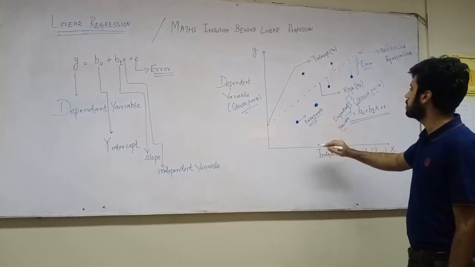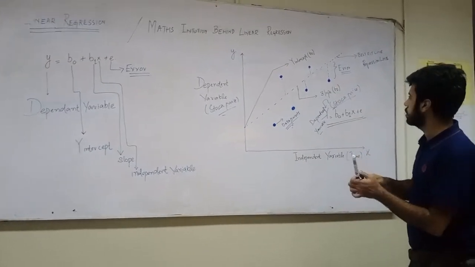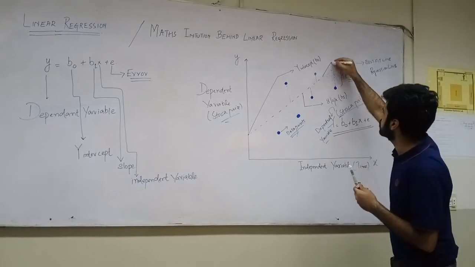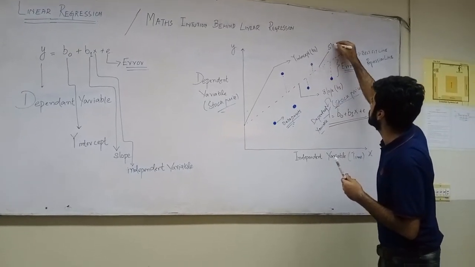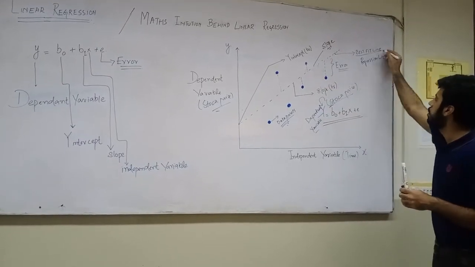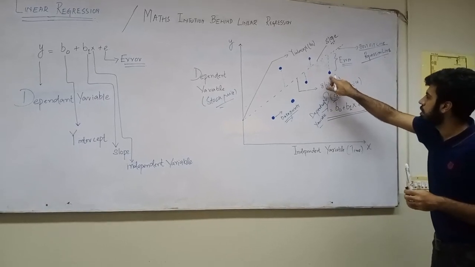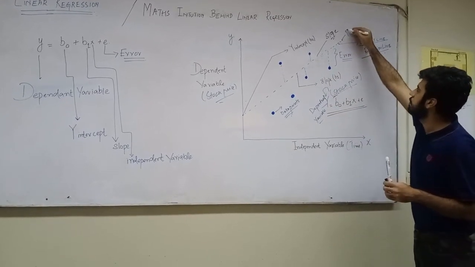These are basically all my data points, and this line is basically my slope. I have written it here as well. You can also call it the best fit line or the regression line. These are my actual points, and this is my estimated value.